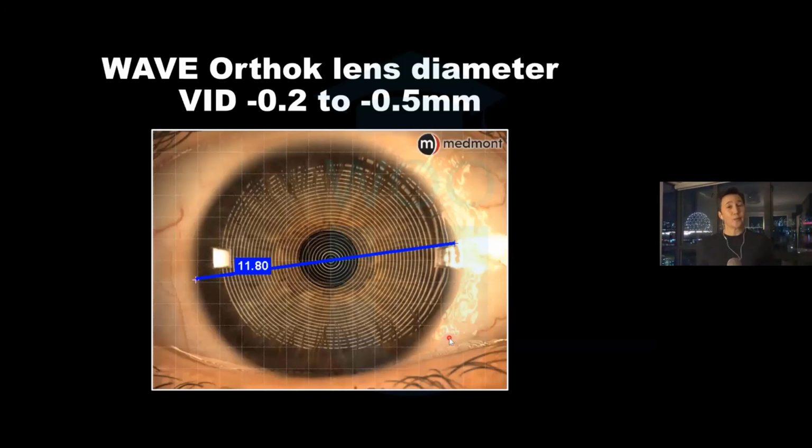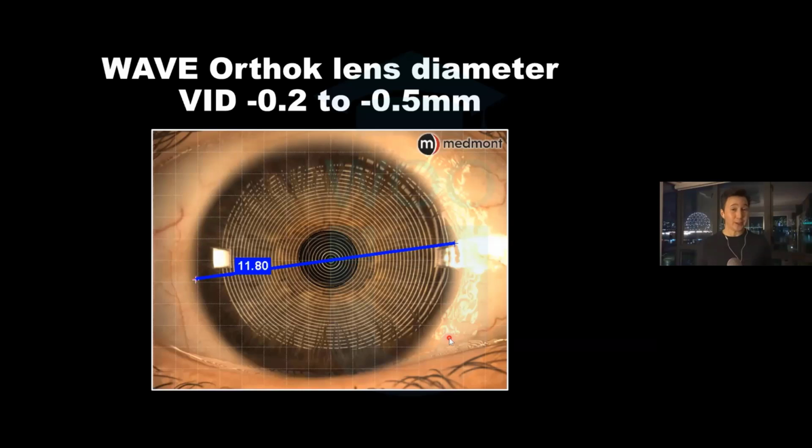Now, one other thing that we want to do in Medmont before we go to the WAVE software is to measure the visible iris diameter. And this is a very important capture that we need to take, because we're going to build a WAVE lens to within 0.2 to 0.5 millimeters of the visible iris. So it's a relatively large lens.